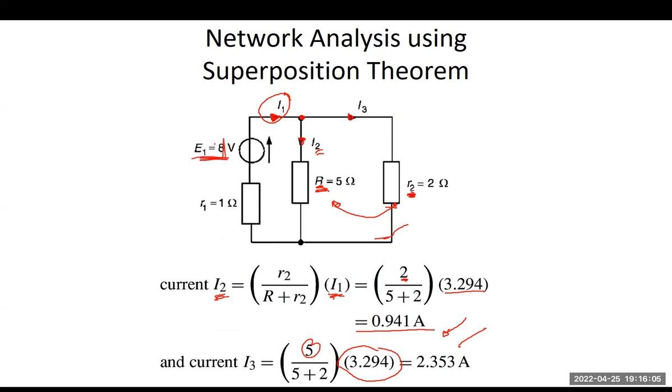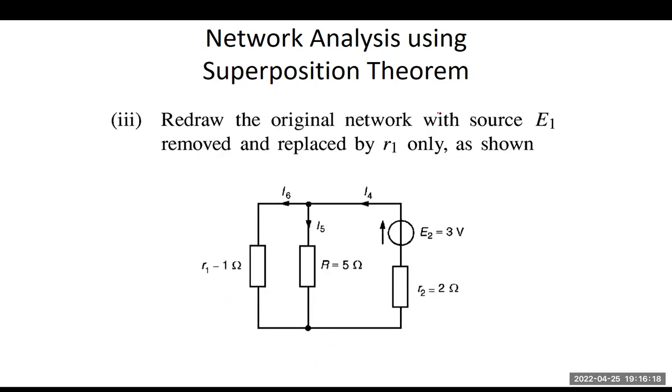So how about using E sub 2? We're going to short this one, and then we're going to make use of E sub 2 instead. So it will now be like this one. Redrawing this, we now have E sub 2 of 3 volts, and then we have the internal resistance of 2 ohms. And then we still have the load resistance or load impedance, and then the internal resistance of E1.